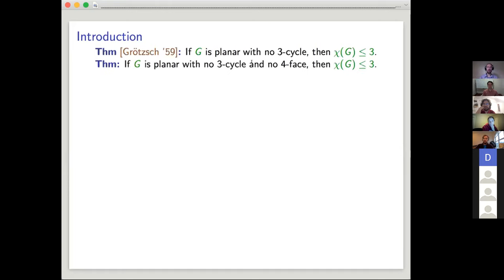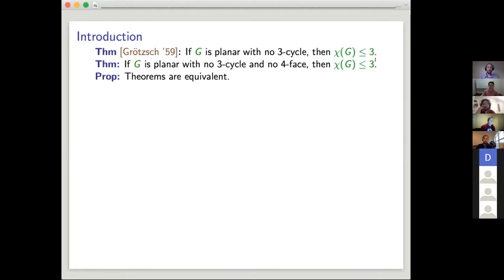Here's another theorem that seems like it's weaker. It says if G is planar with no three cycle and no four face. I think this is standard notation, but three cycle means a cycle of length three, and four face means a face of length four. Then the chromatic number of G is at most three. This second statement seems obviously implied by the first, because this is a proper subset of the graphs in the first statement.